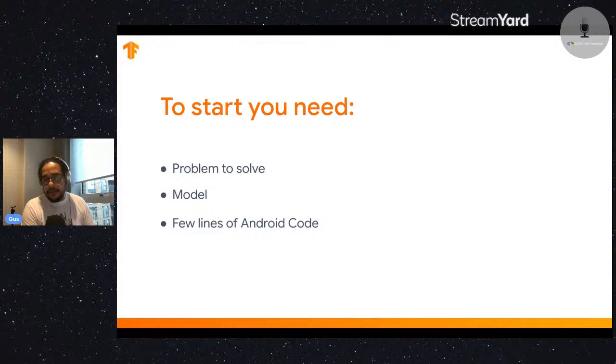You have a problem that can be solved by machine learning. Now, the second thing you need is a model. I've been talking about models. What's a model? In a sense, a model is a very big math equation that the computer learns by looking at a lot of data that was given to it.